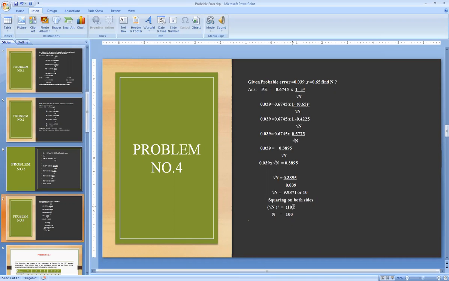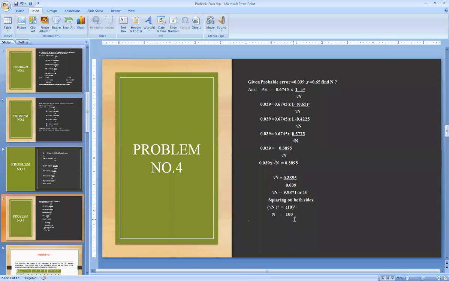Then if you want to calculate the value of n, we should square both sides to remove the square root on the left hand side. Now (root n) whole square equals, because we do the square on both sides, 10 on the right hand side will become 10 square. The square and square root cancel on the left hand side, but on the right hand side 10 square will become 100. Therefore the value of n is nothing but 100.